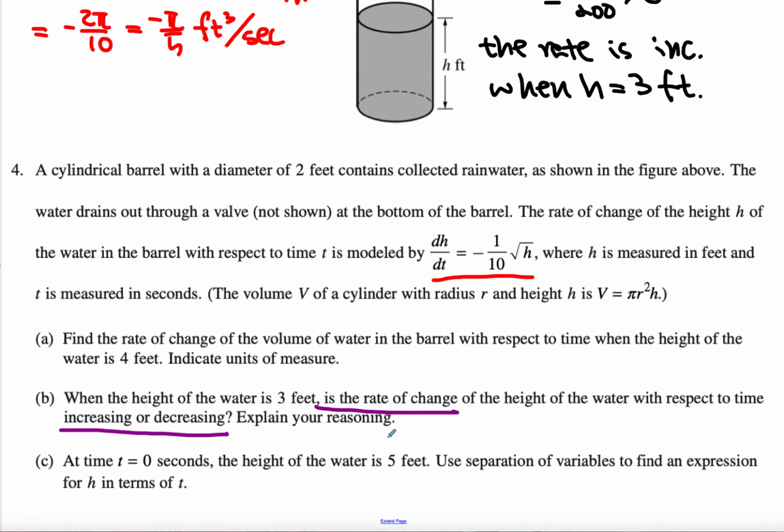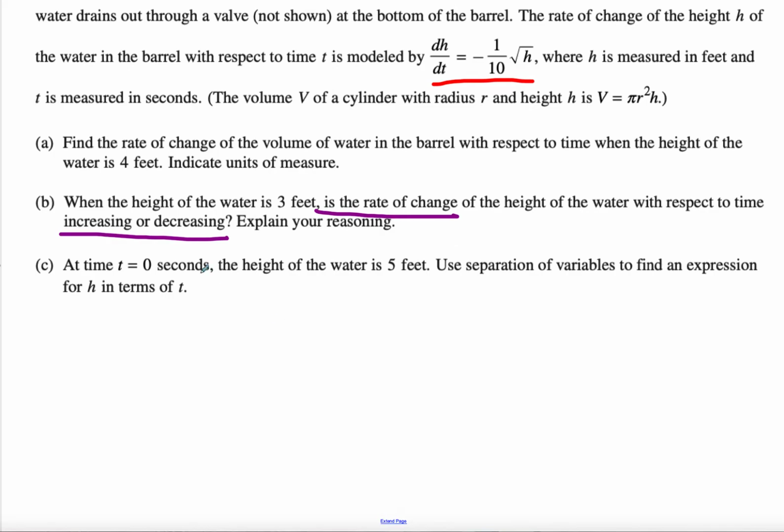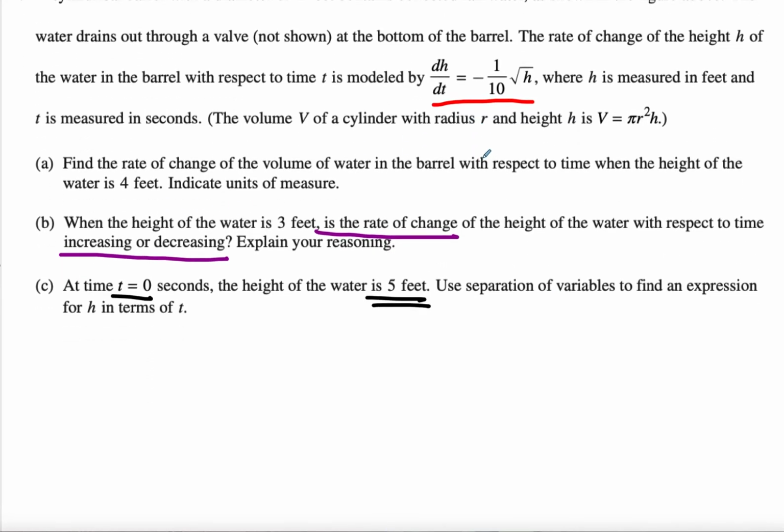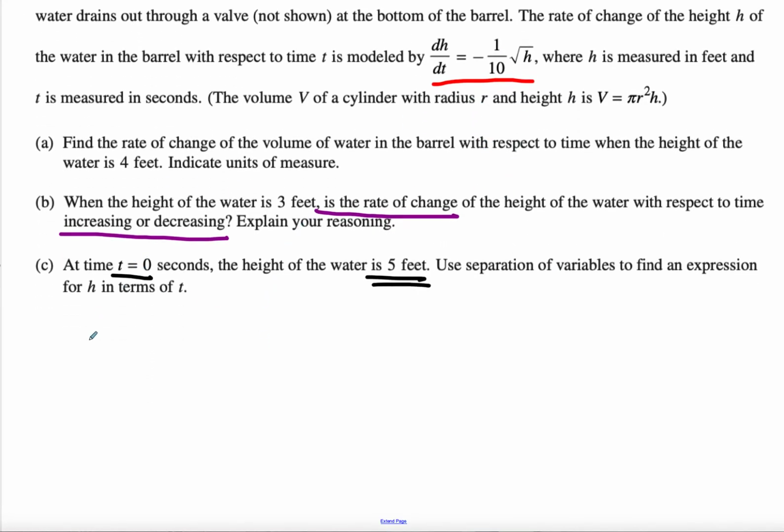Let's look at part C here. They gave us that when t is equal to 0, our height was 5 feet. Use separation of variables to find h. All right, so let's look at this one. I can say dh over square root of h is equal to negative 1 over 10 dt. That's how I can separate them.